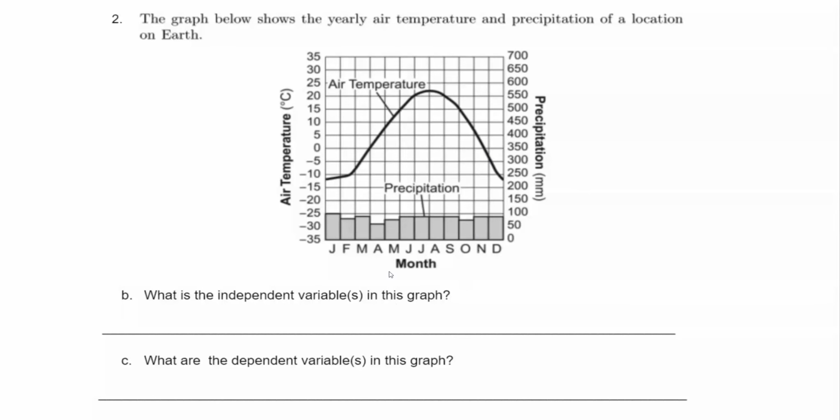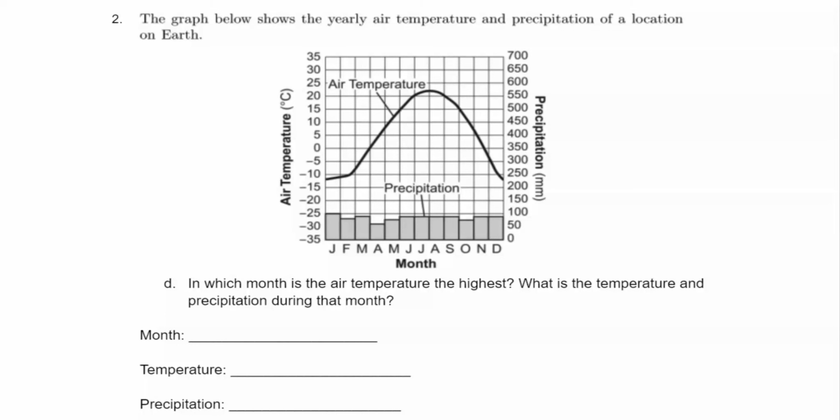And out of all three, month or time must be the independent variable because the month or the time is not impacted by the air temperature or precipitation. But air temperature and precipitation change or are impacted by the time, or by the month or the time of the year. So I'm going to say my independent variable is month or time, and my dependent variables are air temperature and precipitation.